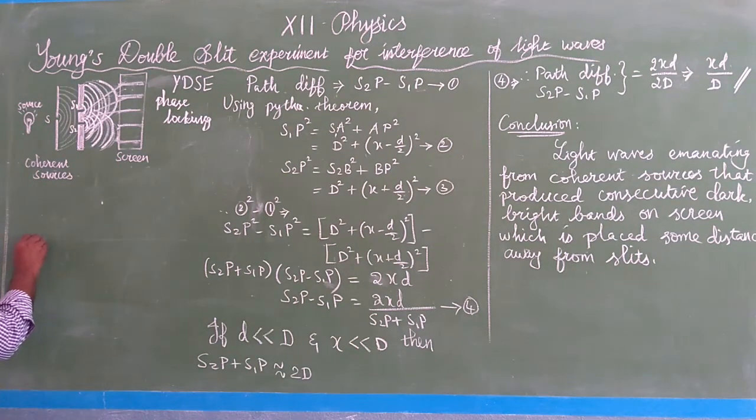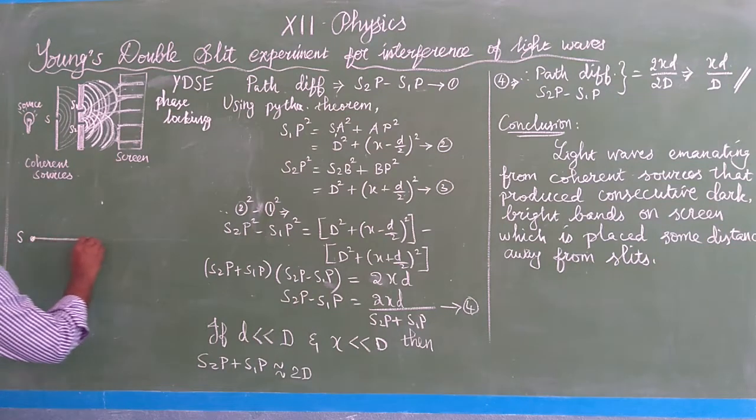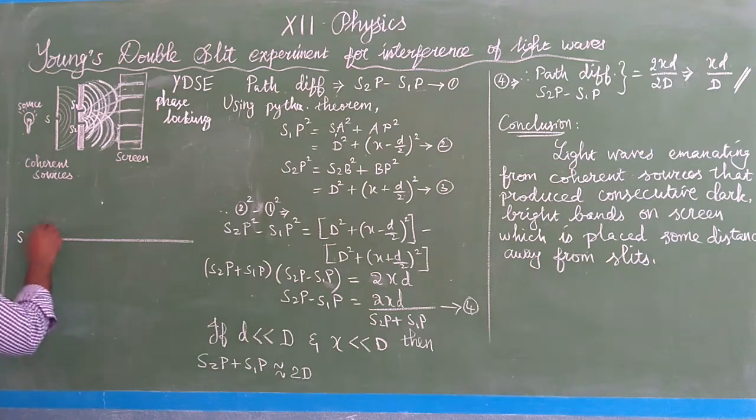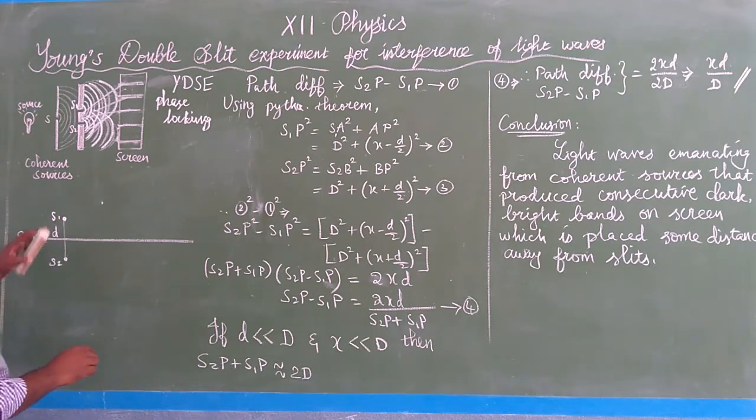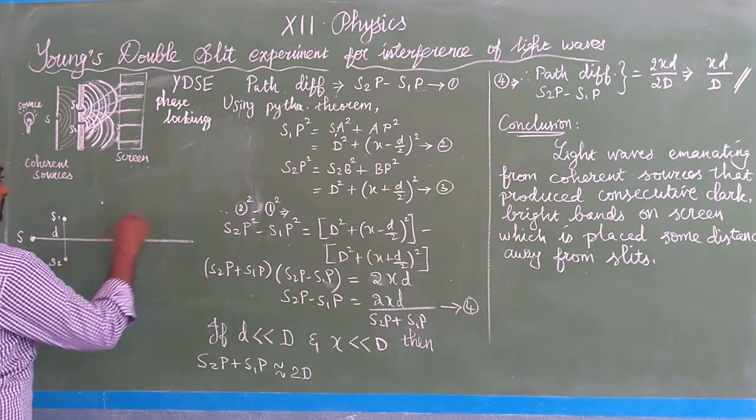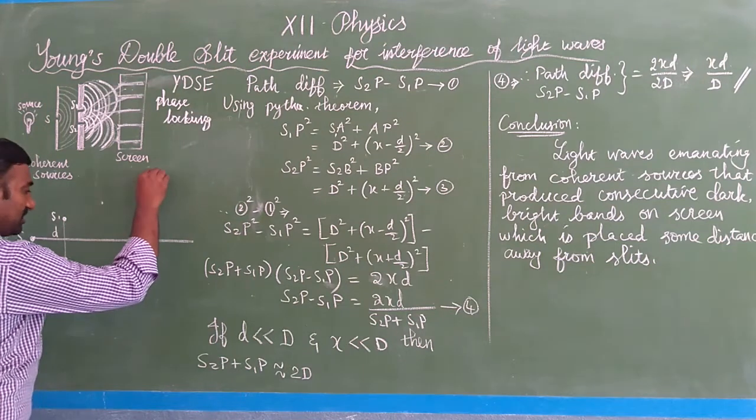Before going to the path difference from the experiment, we'll read out the diagram. This is the actual source. This bright source is illuminating a single slit. From the single slit, the bright light is coming out. Then on the path of the bright light, two small slits, slit S1 and slit S2, are placed very close to each other at a distance d. So d is the distance between the two slits.